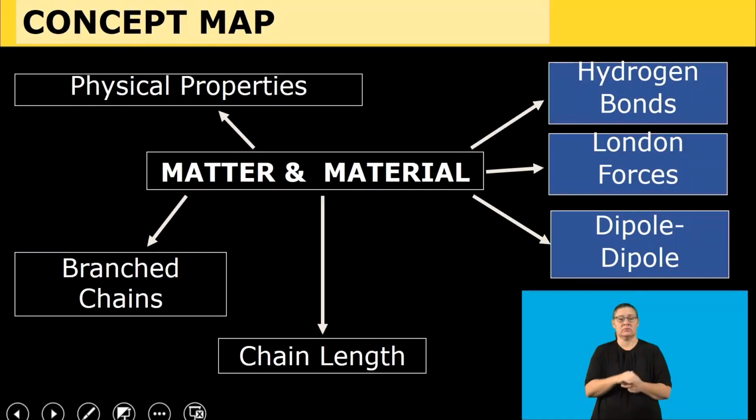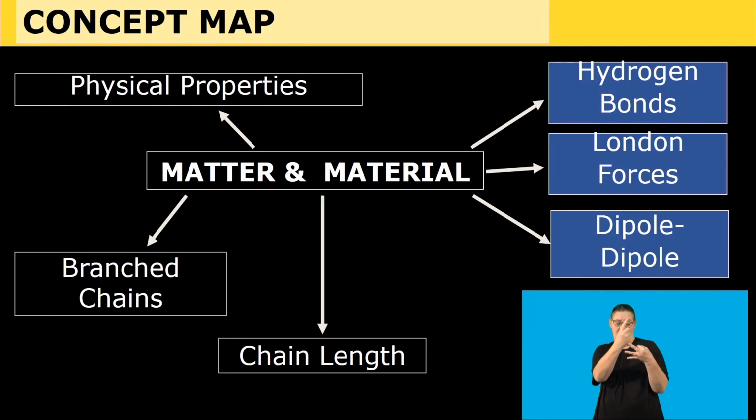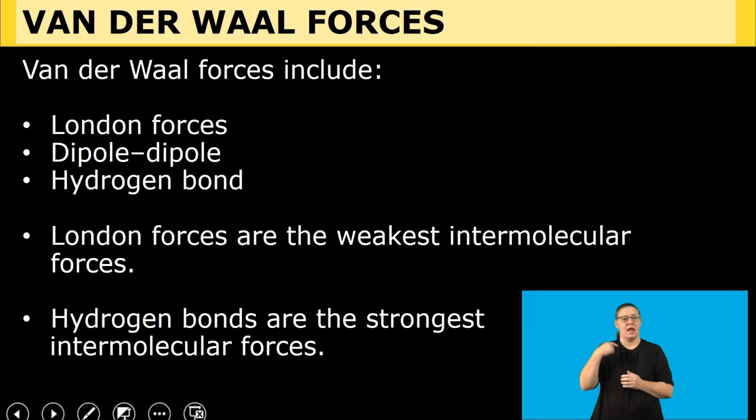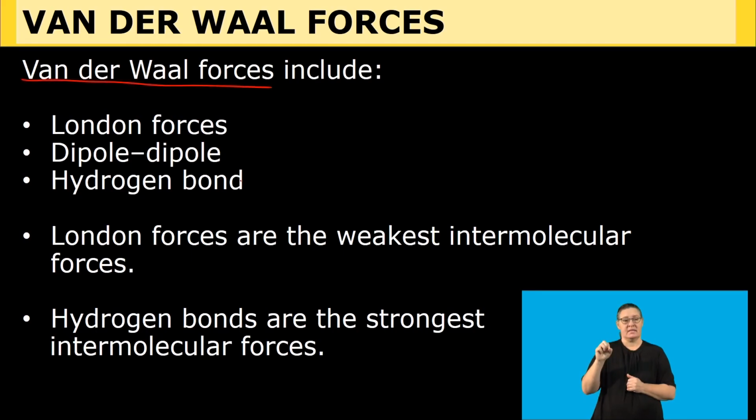When we're now looking at the other types of intermolecular forces, we said that we're going to be looking at them one by one. We've now looked at the hydrogen bonds. Let's look at the other ones now, being the London forces and the dipole-dipole forces. We did say that the van der Waals forces include the hydrogen bonds, which we've talked about, the London forces and the dipole-dipole forces.